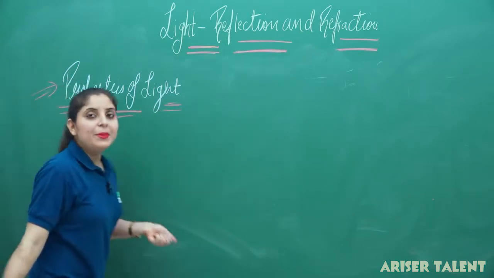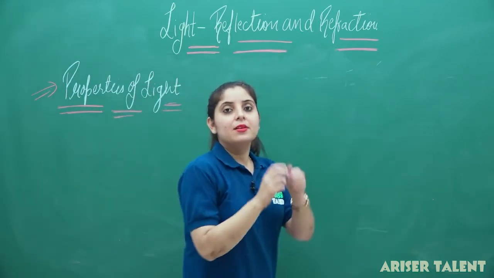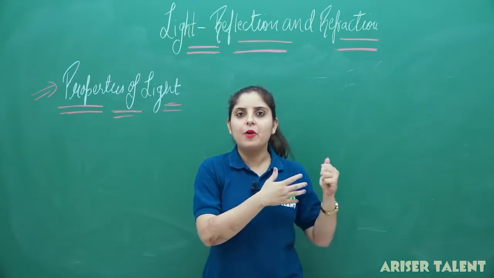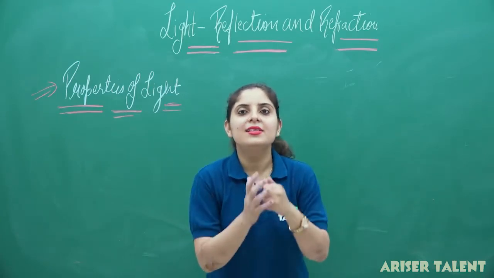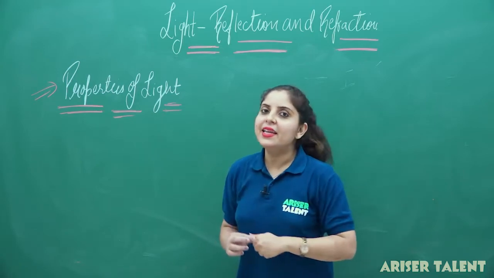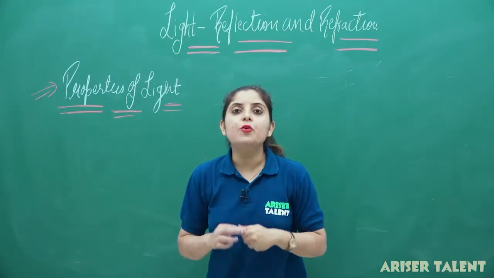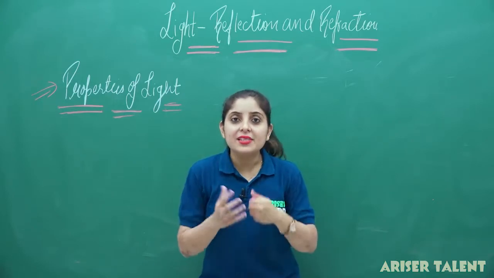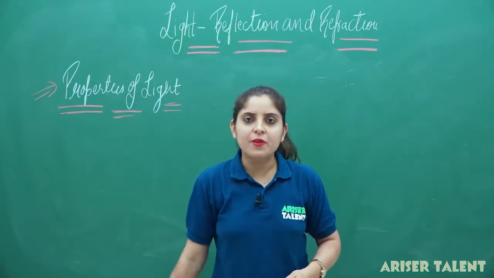Now, what will be the basic properties for the light? First thing is, light always travels in a straight line, that we have concluded just before that. Secondly, light is an electromagnetic wave. Thirdly, light has a tendency to travel in the vacuum. So we can say that it is also a transverse wave.